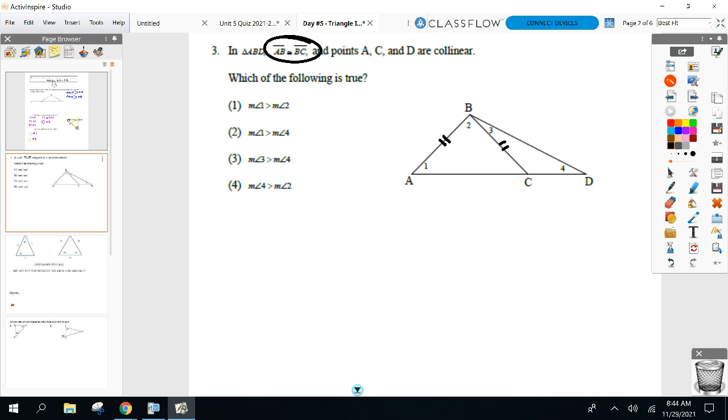Tough one, huh? All right, guys, what else do you know? What else is true in that diagram? If AB equals BC, what else is true? Got to be something else true. Niara, what else is true? Angle 1 is congruent to angle BCA.